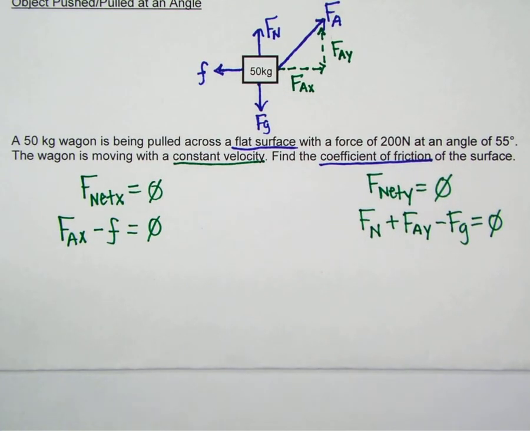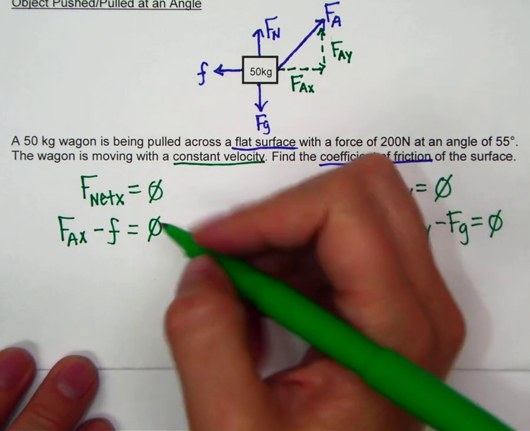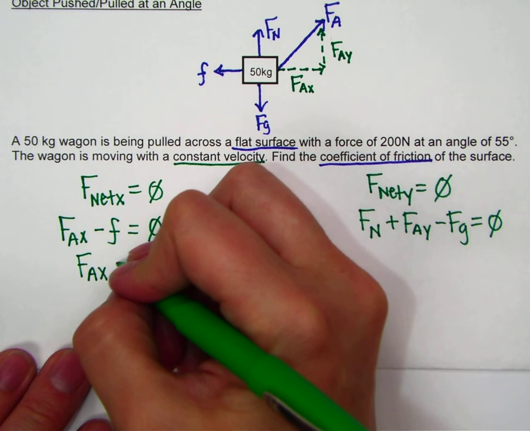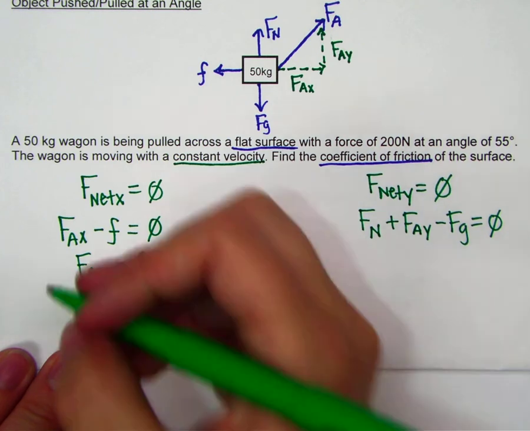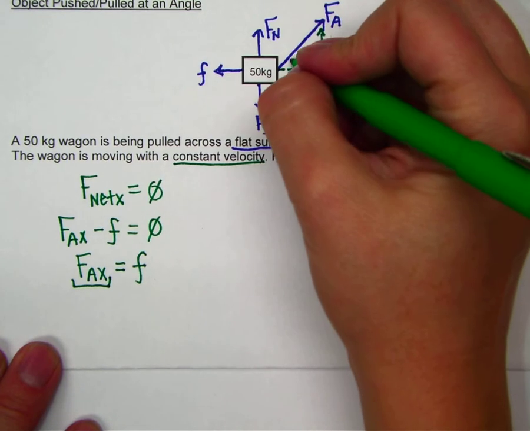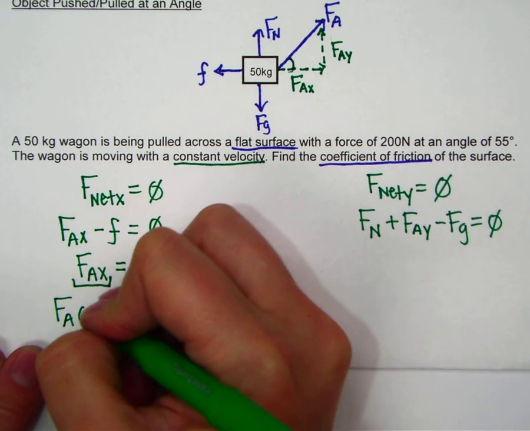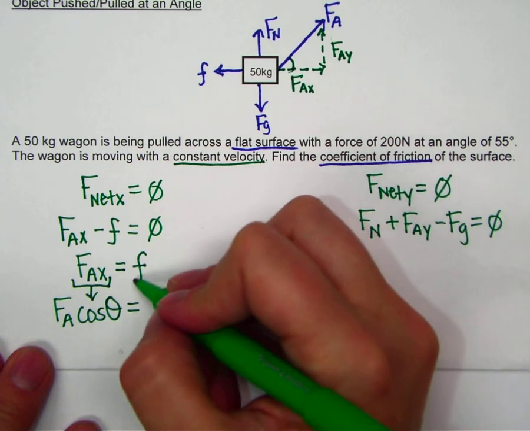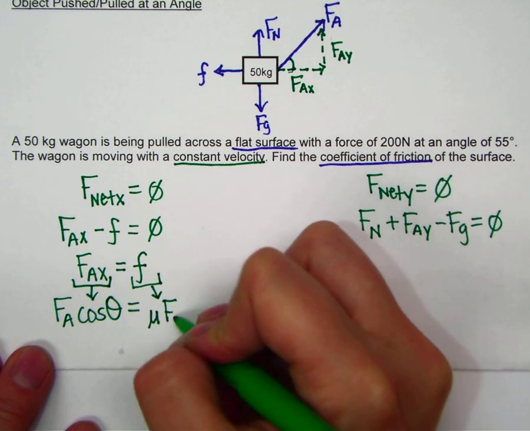Next, we're going to solve. Remember, get whatever is negative to the other side if you can. I need to find the coefficient of friction, so that means I'm going to get my friction by itself. We know FAX, this guy right here, is the adjacent to the angle, so that means it's going to be cosine. That's the substitution. We know friction's equation is the coefficient times the normal force.